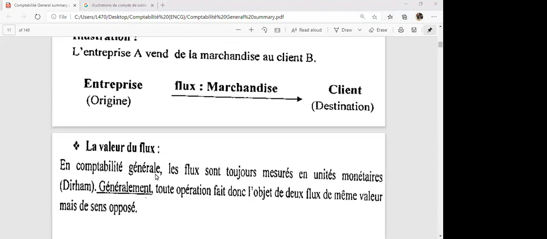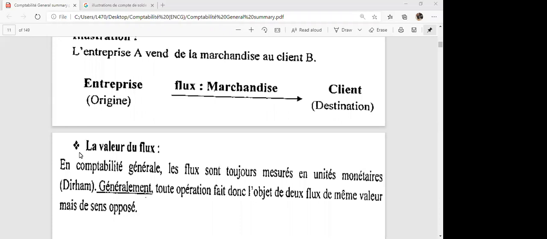So the second characteristic is la valeur des flux. En comptabilité générale, les flux sont toujours mesurés en unités monétaires. Généralement, toute opération fait donc l'objet de deux flux, même valeur, mais des sens opposés. Yeah, this is what I explained previously. Each flux has two effects in a transaction.